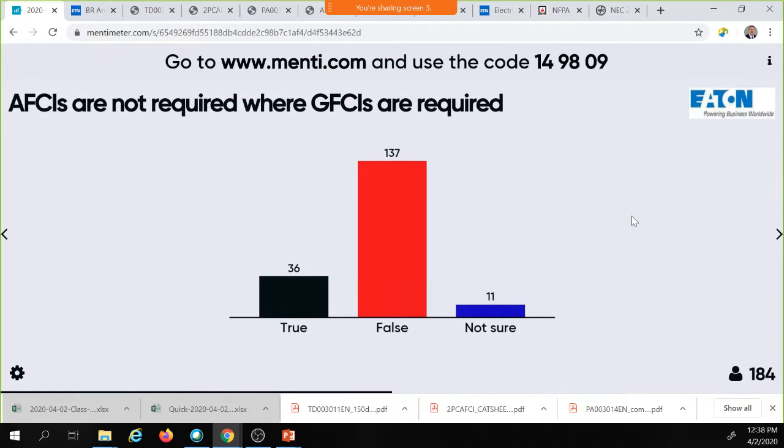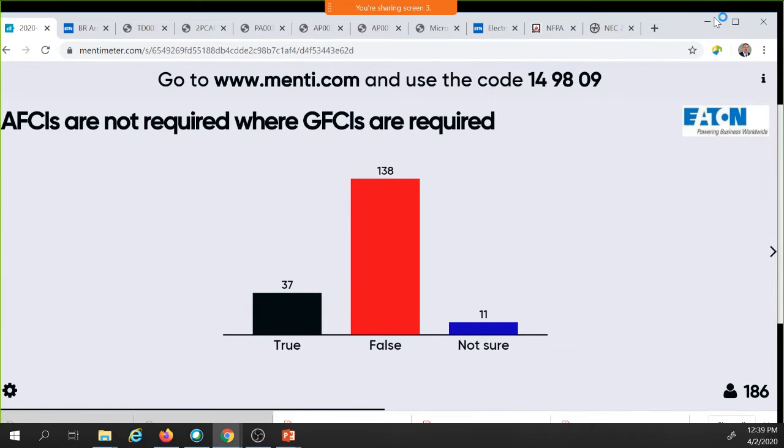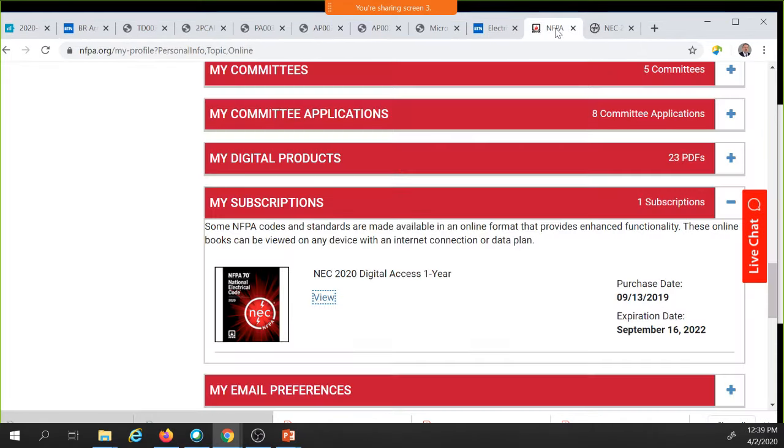AFCIs are not required where GFCIs are required, and I would think about 137 of you guys and gals were probably on the call yesterday, because we did chat about this yesterday. So that is false. And let's do this. I'm going to help answer this question. I'm going to call up the NFPA website.